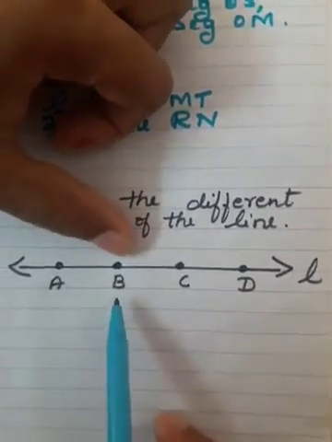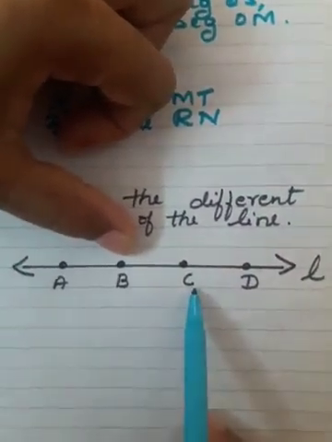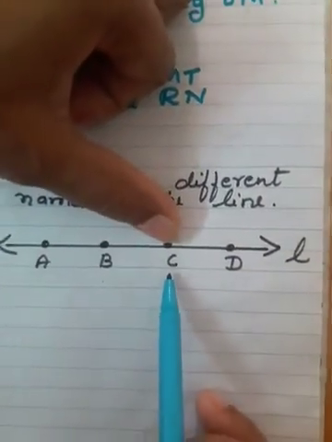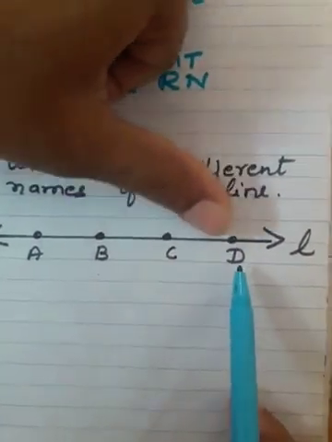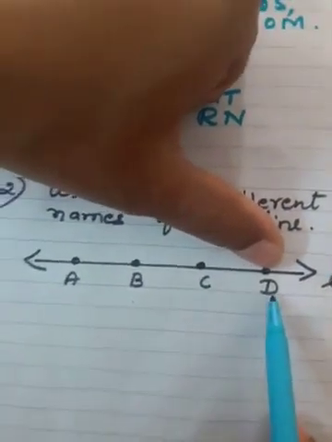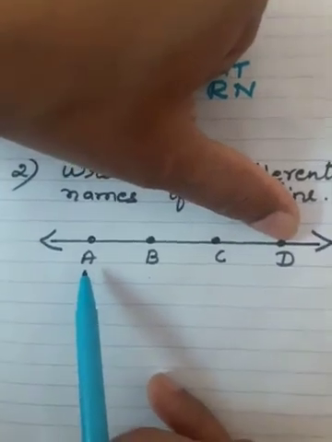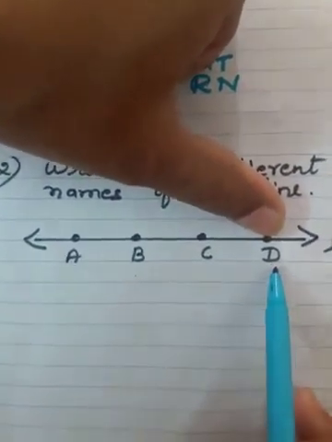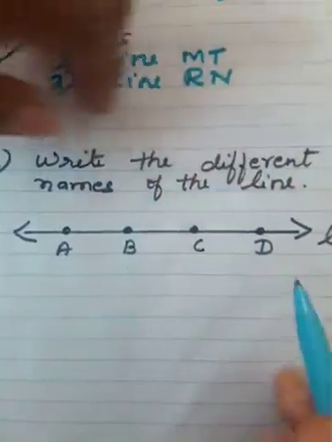Okay. Next starts from B letter. So line BC, line BD. Next starts from C letter, line CD. Okay. Next starts from D letter. But if you start from D letter, so what you will get? Line DA. But it is repeated. So when you start from A letter, you will get what? Line AD. So line AD is same as line DA. So then line L.